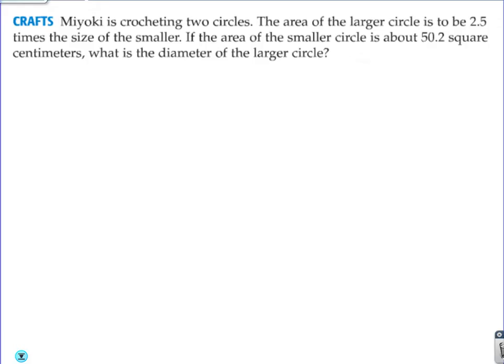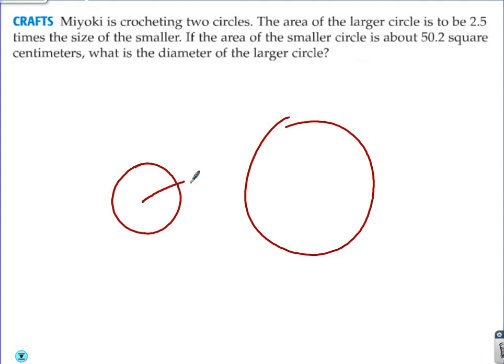Miyoki is crocheting 2 circles. By the way, are all circles similar? You know about that? Yes. All circles are similar. The area of the larger circle is 2.5 times the area of the smaller circle. So you have 2 circles, and the area of the larger one is 2.5 times greater than the area of the smaller one.